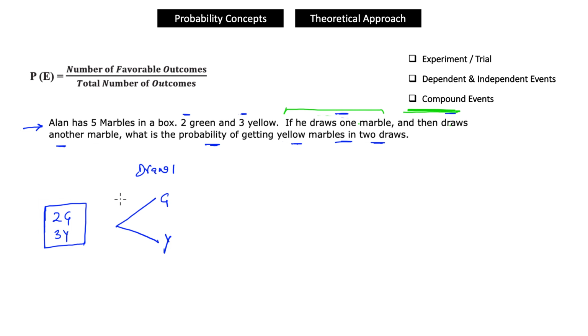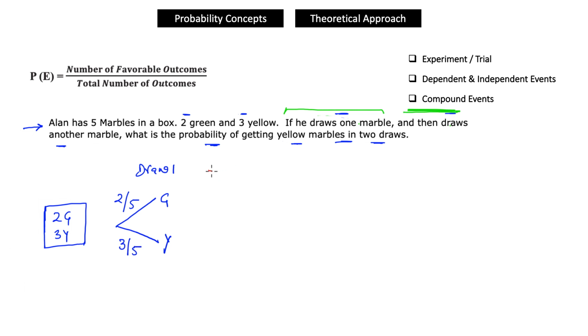So what is the probability that he will get a green in this case? Well, think about this. There are 2 green marbles, so the max number of ways you could get a green is 2. And there are 5 total, so the max number of ways you could get any marble is 5. So the probability of getting a green is 2 over 5. And likewise, the probability of getting a yellow is 3 over 5. So we are done with the first draw.